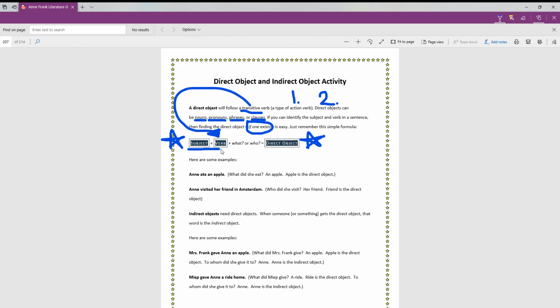But go ahead and write this down. Subject plus verb plus who or what equals the direct object.